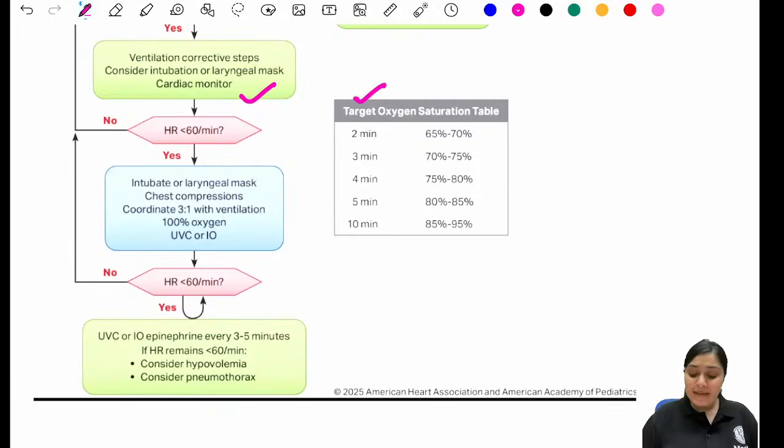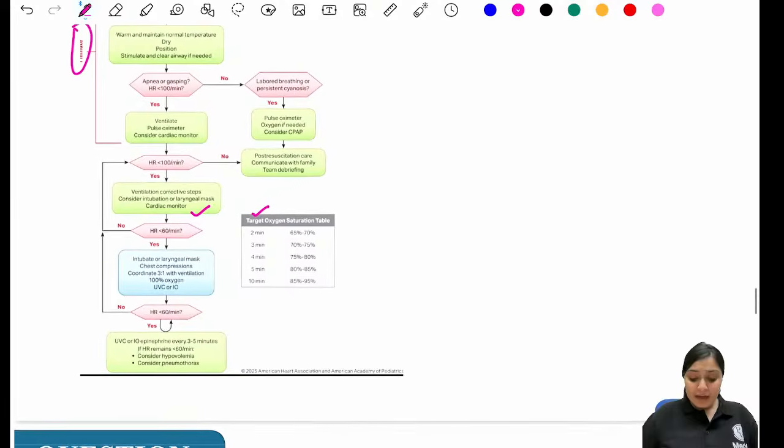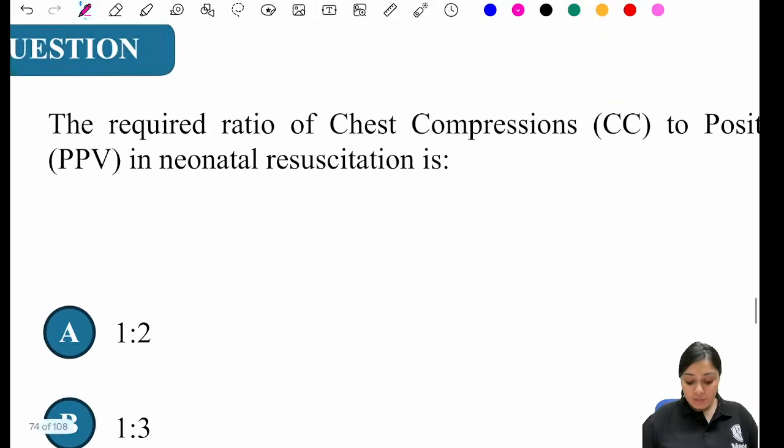And this is the target saturation table that you need to remember. Remember, now latest 1 minute saturation has been removed. We start with 2 minutes with 65. So 65 to 70, 70 to 75, 75 to 80, 80 to 85, and then in the 10 minutes it's 85 to 95. Right? So with that, now let's move to the next question.